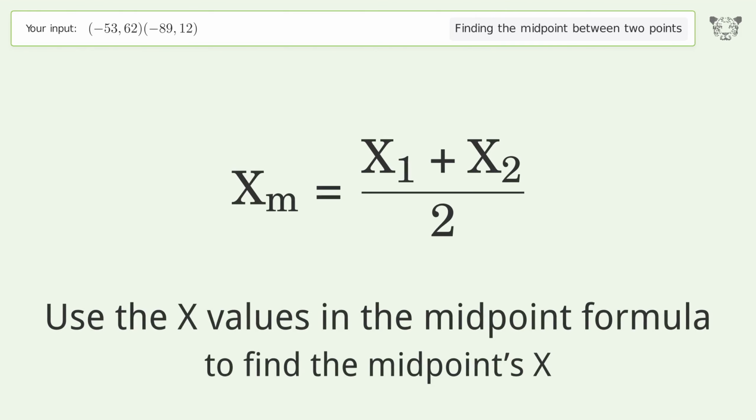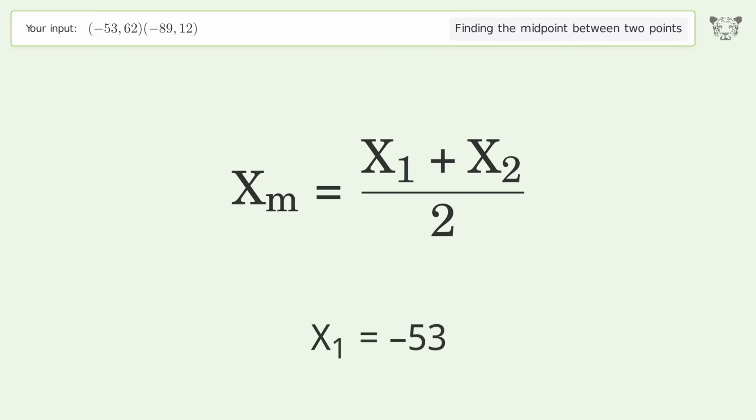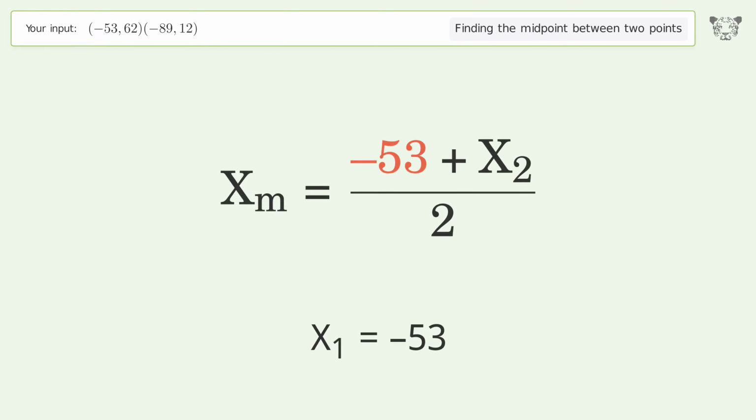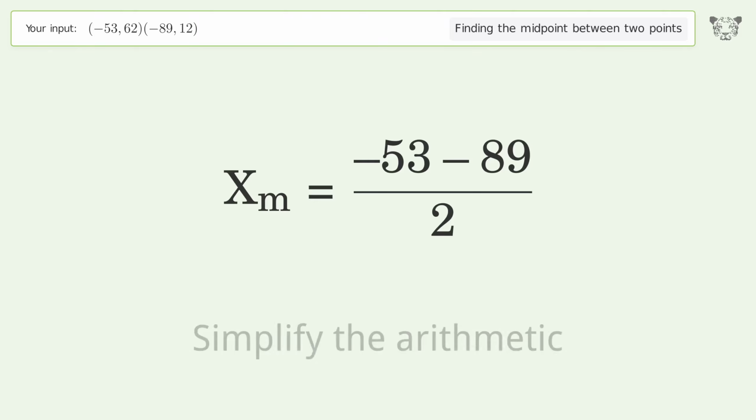Use the x values in the midpoint formula to find the midpoint's x. x1 equals -53. x2 equals -89. Simplify the arithmetic.